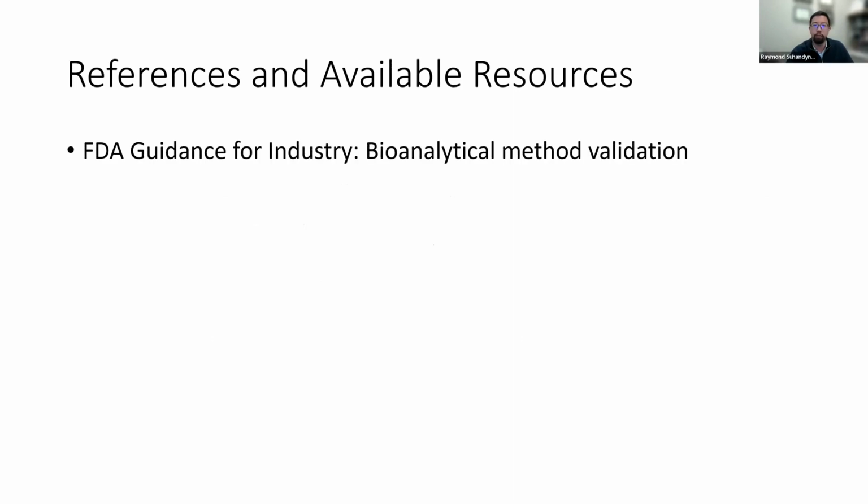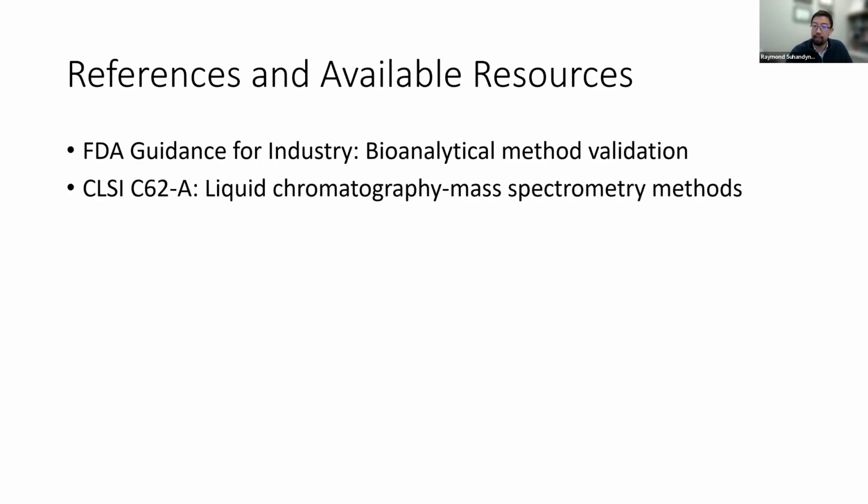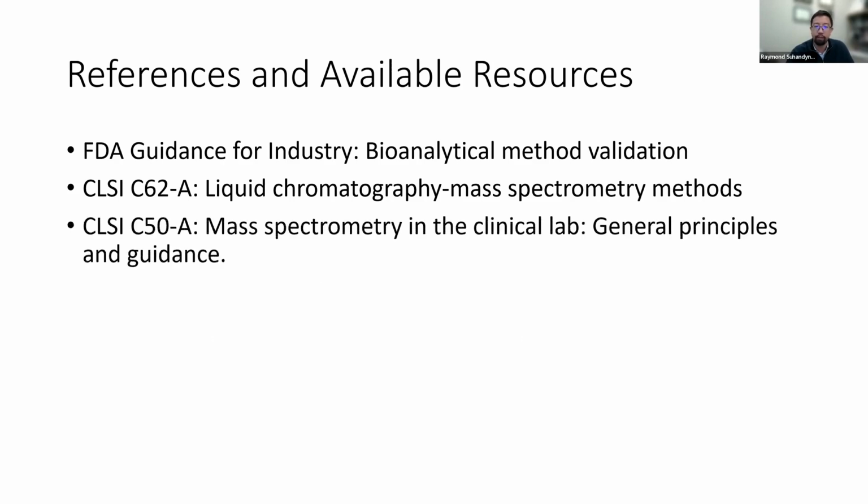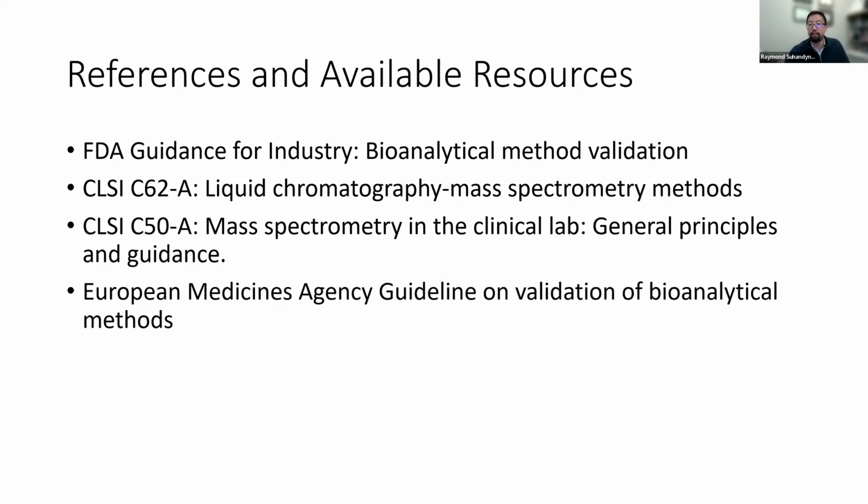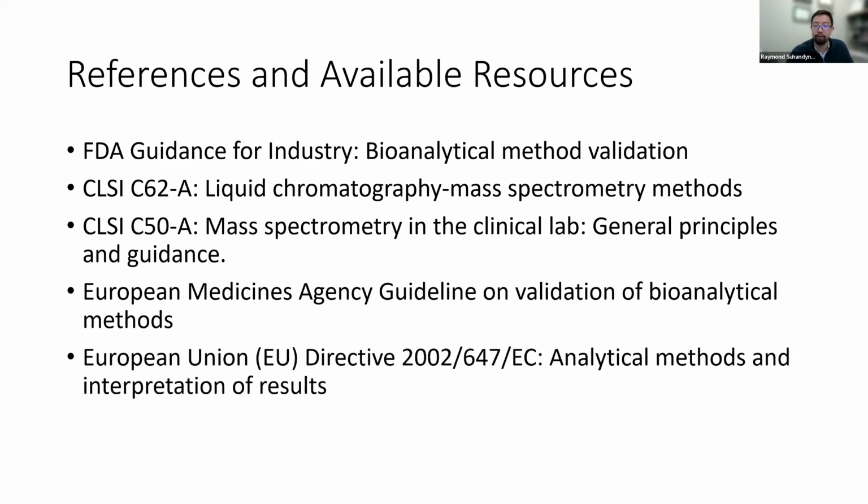And we've also added all the references in the back, in case anyone wants to go through them. Really the Bible, at least in this setting, is the FDA Guidance for Industry on Bioanalytical Method Validation. There's also a lot of CLSI, Clinical and Laboratory Standards Institute, documentation that we use in the clinical lab for mass spectrometry methods that is a great reference. Unfortunately, sometimes you have to pay for these, but if you have collaborators in a clinical lab, they typically have these on hand. Also the European Medicines Agency guideline on validation of bioanalytical methods is a good one, and also the European Union directive for analytical methods and interpretation of results.